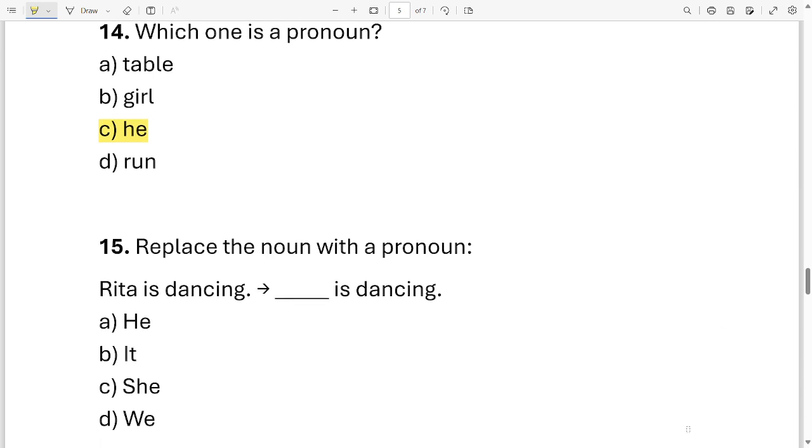Question number 15. Replace the noun with a pronoun. Here this is the sentence. You have to replace the noun with a pronoun. Sentence is Rita is dancing. Now you have to replace Rita. In place of Rita, what are you going to put here? Dash is dancing. Your options are he, it, she, we. Which one is the correct option? Rita is a girl. So you'll be putting option C. She is dancing.